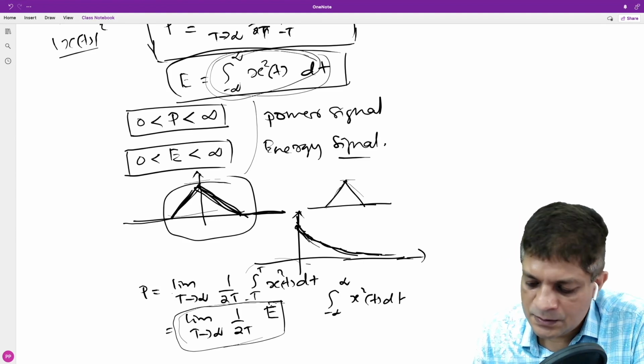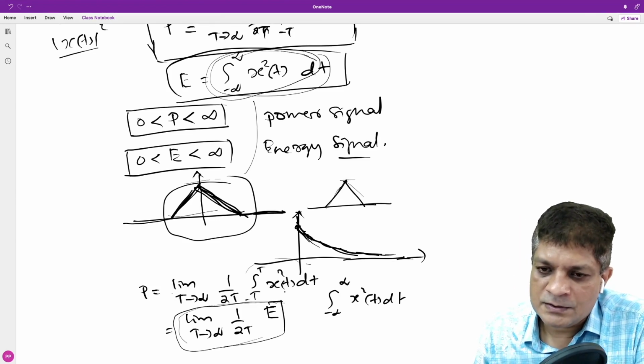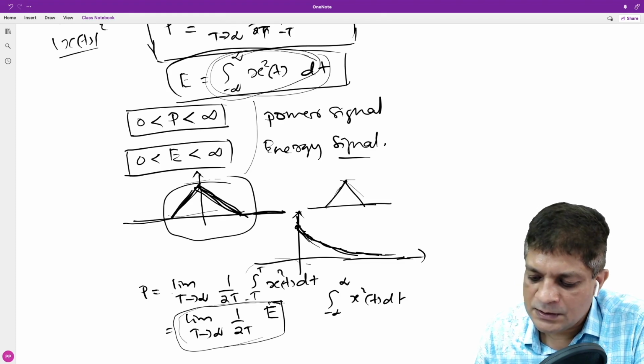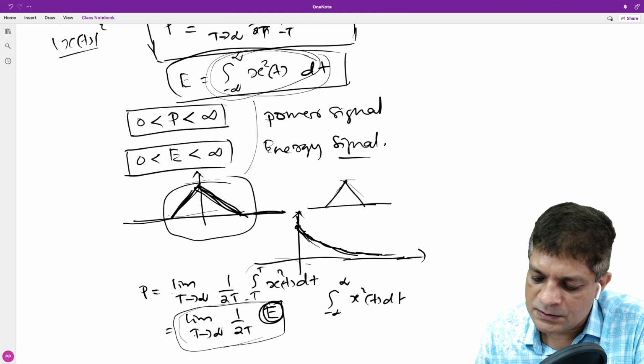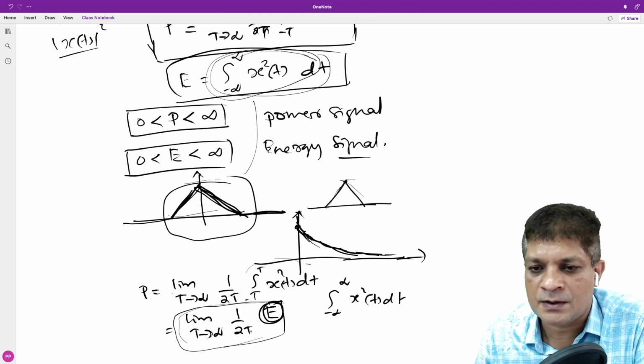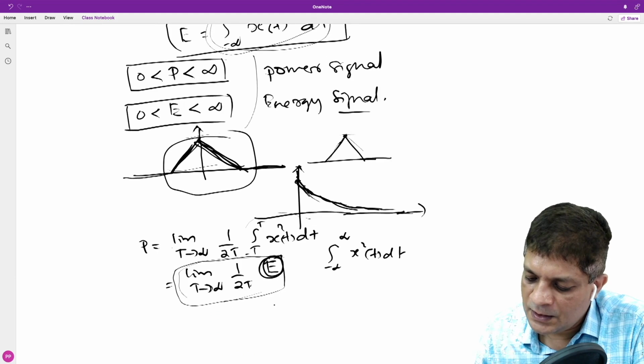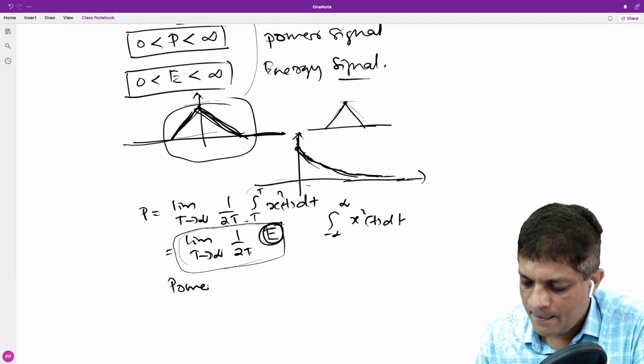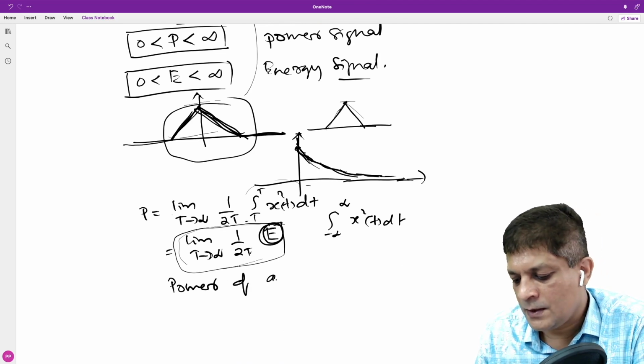Now, my question is, if a given signal is an energy signal, what is the average power of that signal? It is zero because energy signal means this is finite and this is averaging over an infinite interval, isn't it? So this average is always zero. So we can say that the average power of an energy signal is zero.